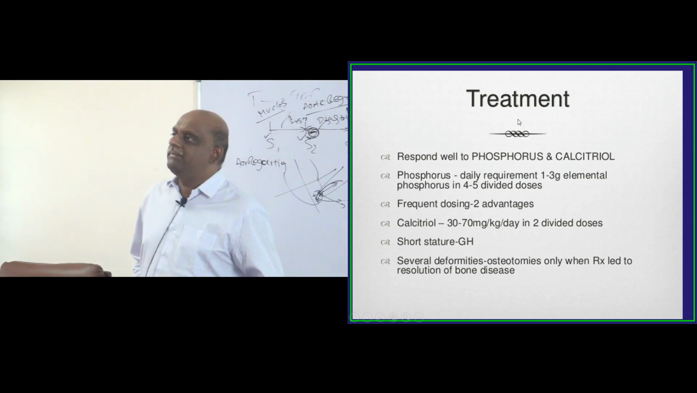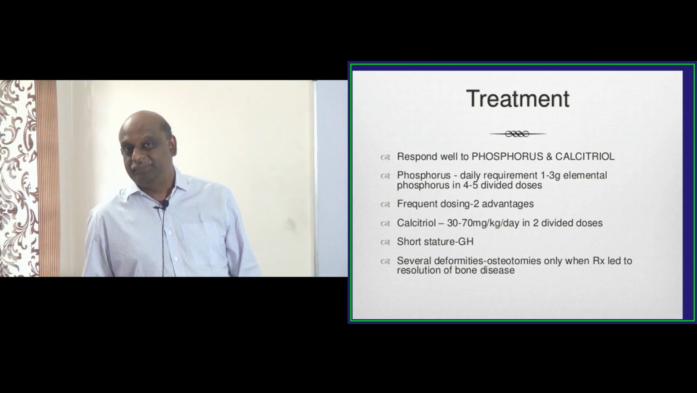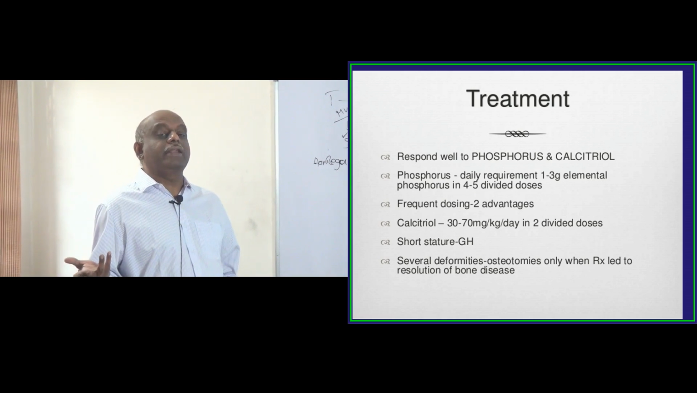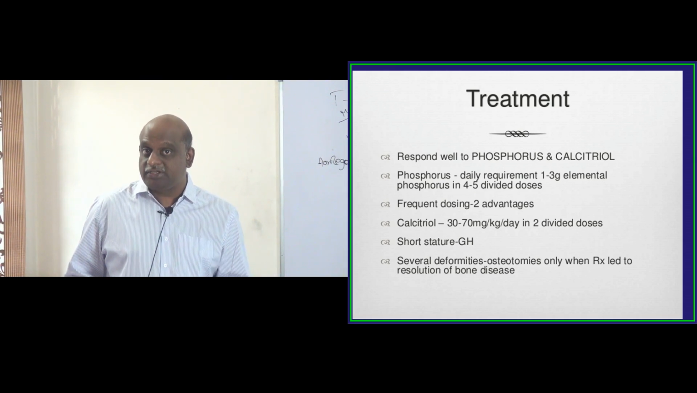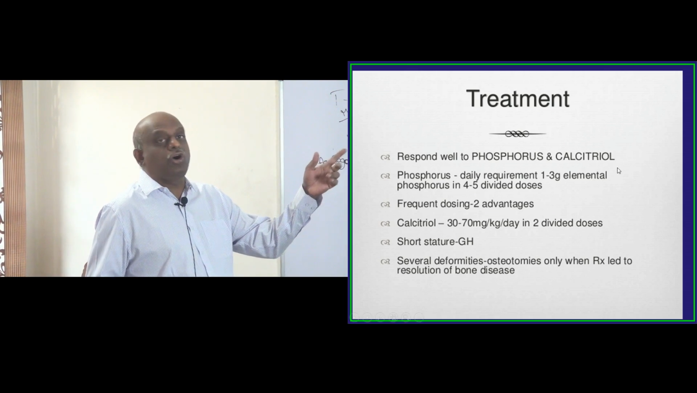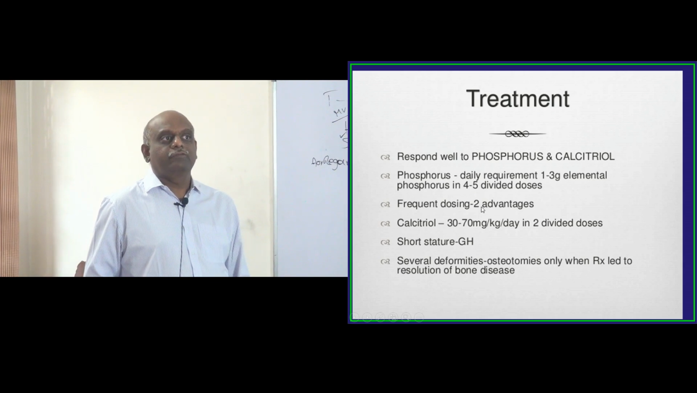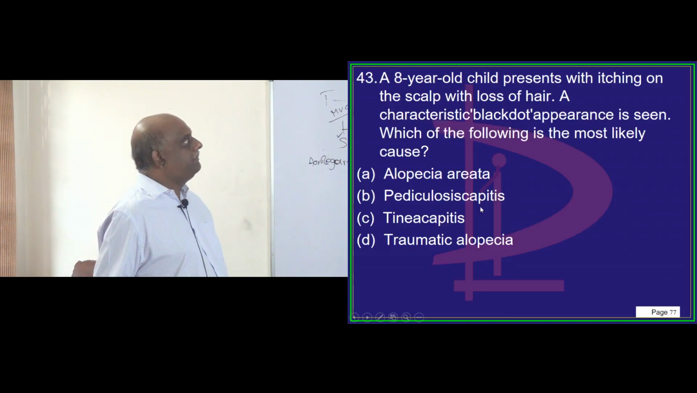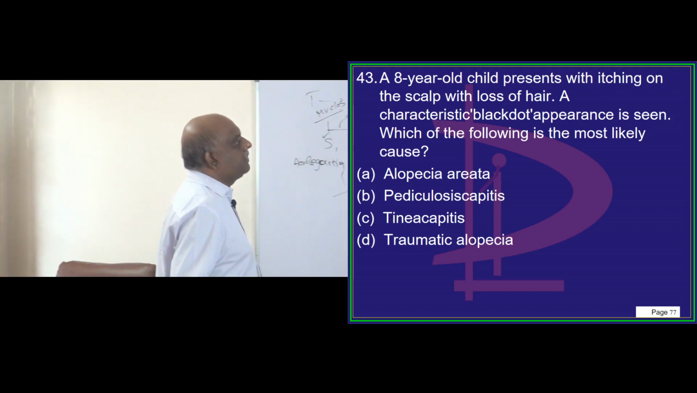So how do you treat them? It is a receptor level resistance to the action of vitamin D. So giving vitamin D makes no difference. So you can treat it by giving phosphorus, which they are losing in the urine, along with calcitriol. And to treat the short stature, growth hormone is going to help them. So that is the whole story, doctor. Now shoot your answer.